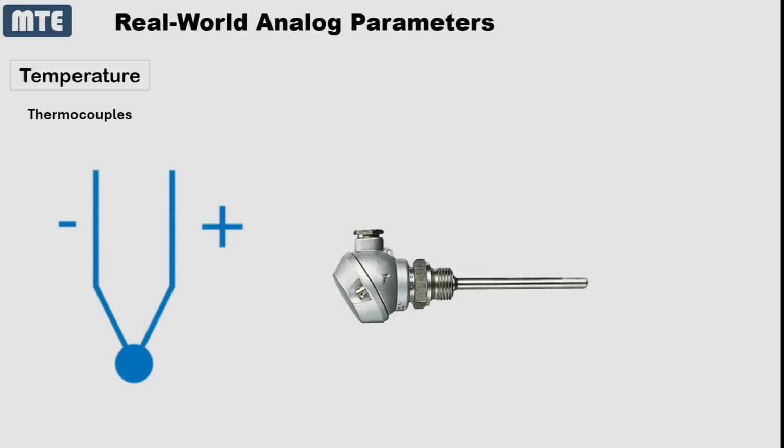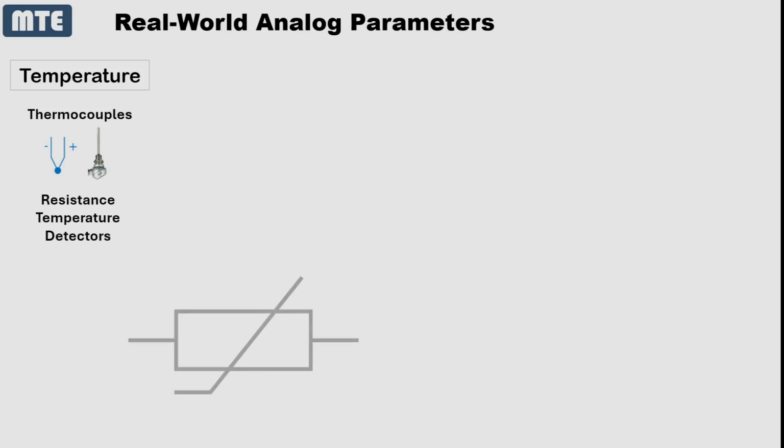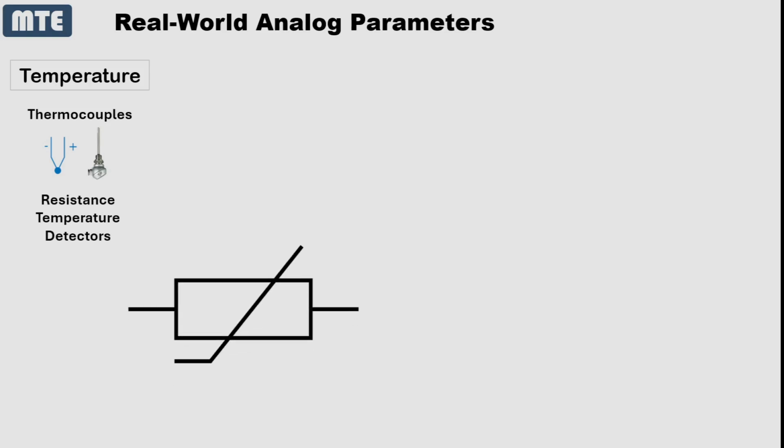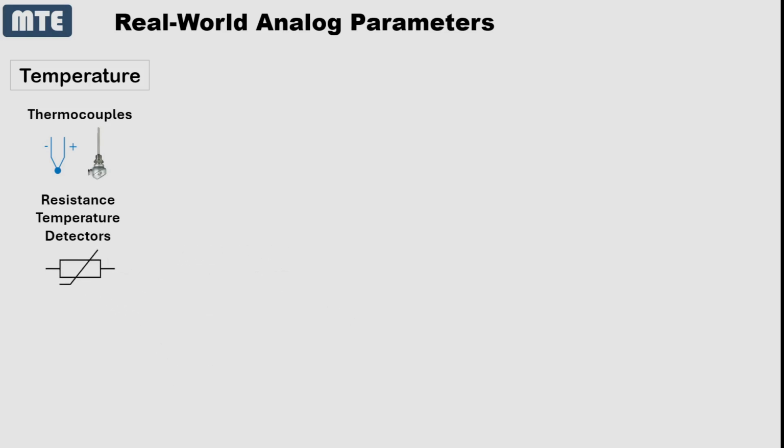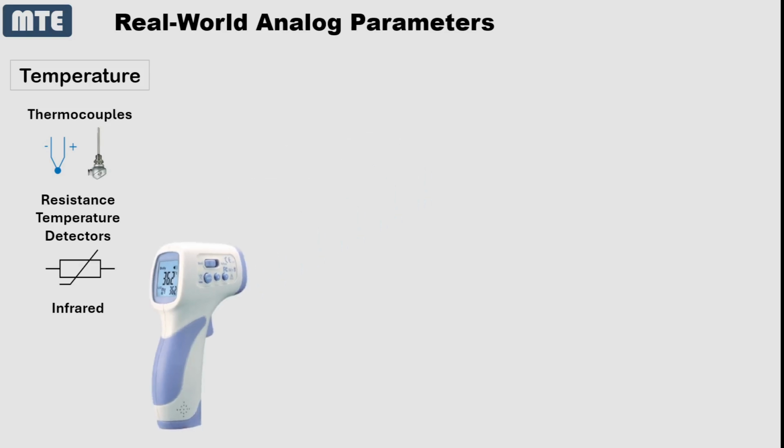To measure temperature, we use sensors like thermocouples, resistance temperature detectors, or infrared sensors. Thermocouples work by generating a voltage based on the temperature difference between two junctions, making them ideal for high-temperature environments. RTDs measure temperature by correlating the resistance of a platinum element with the temperature. They are precise and reliable. IR sensors, on the other hand, detect infrared radiation emitted by an object, which allows for non-contact temperature measurement.